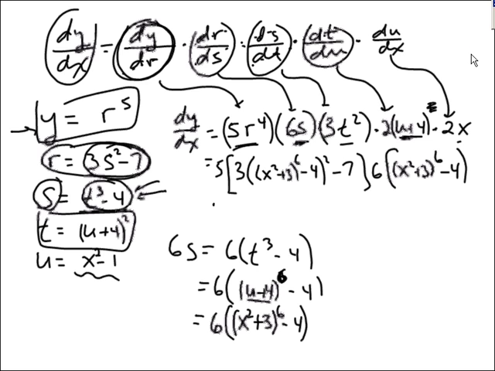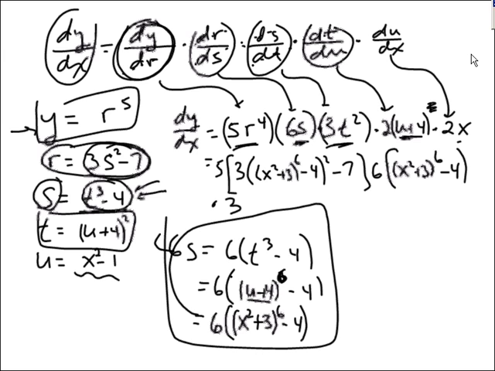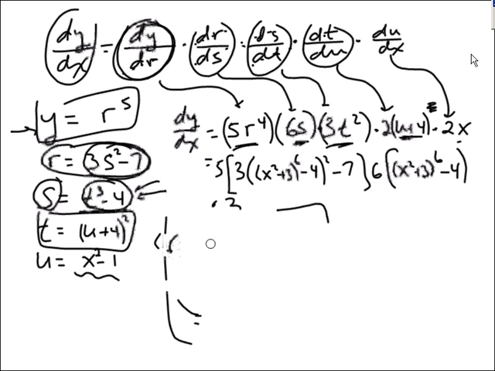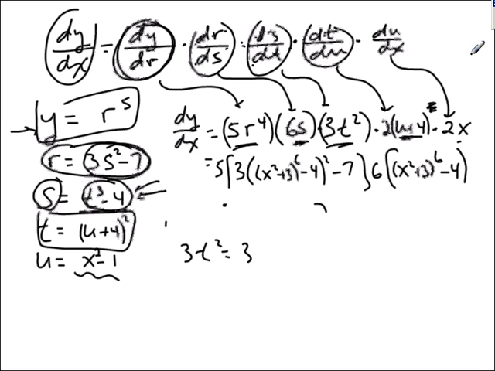Okay, and then we multiply that by 3t squared. And then just one more. We're almost done. So now we multiply by 3t squared. So 3 times t squared. So t is u plus 4 squared, so it goes to the 4th power.